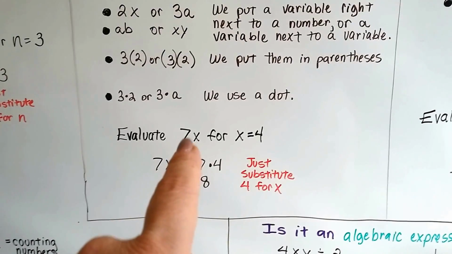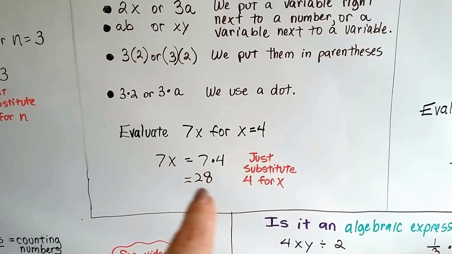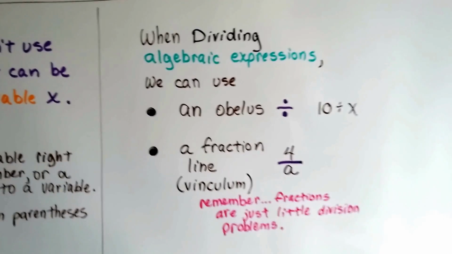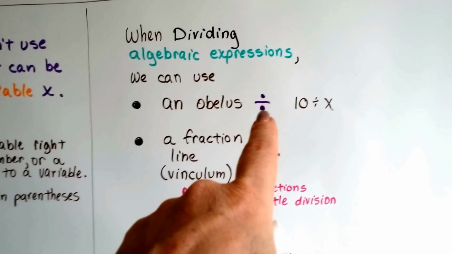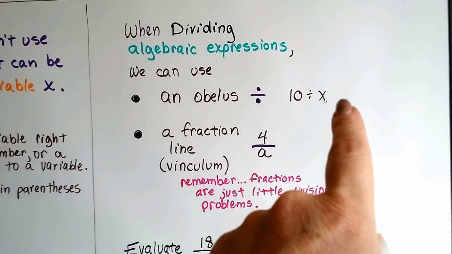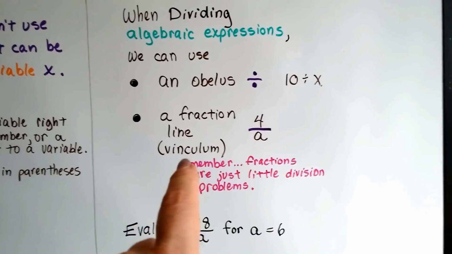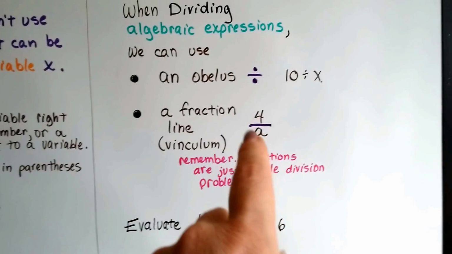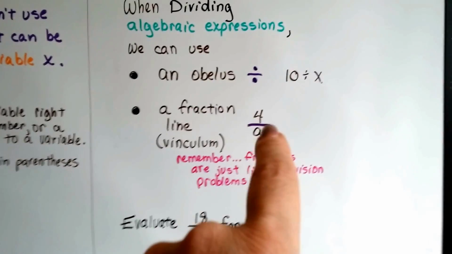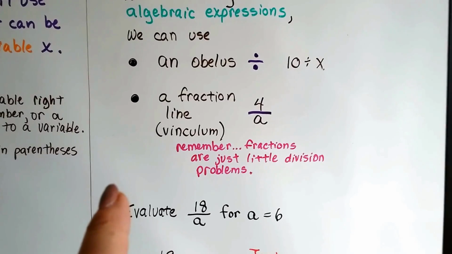So if we need to evaluate 7x for x equals 4, 7 times 4, see? That's 28. We just substitute the 4 for the x. When dividing algebraic expressions, we can use an obelus. That's what that division sign is with the 2 dots in the line. That's called an obelus. So 10 divided by x, and we can also use a fraction line, which is also called a vinculum. So if you ever hear obelus or vinculum, you know that those are like the correct math terms for those symbols. So a fraction line is actually called a vinculum, okay? And that's actually called an obelus. And remember, fractions are just little division problems.